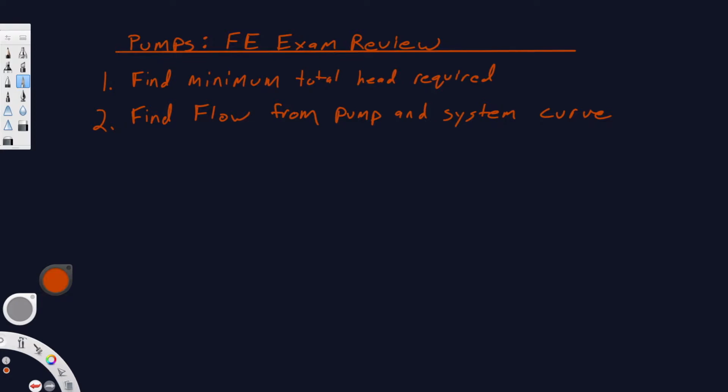So let's take a look at a few examples that might come up on the FE. One is a typical find-a-minimum-size-pump question, and the other involves finding the intersection between a representative pump curve and the required system curve. So let's head over to the blackboard and get started.